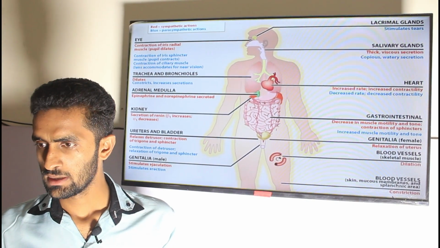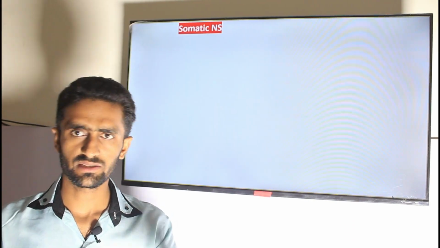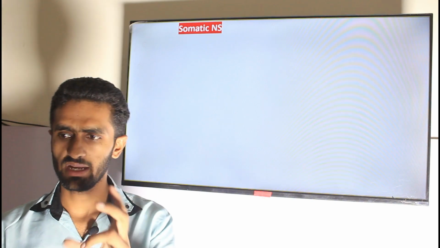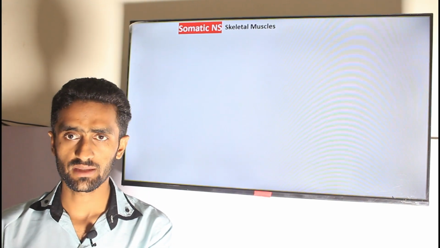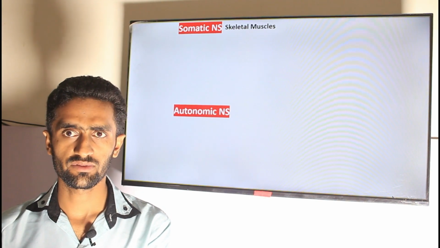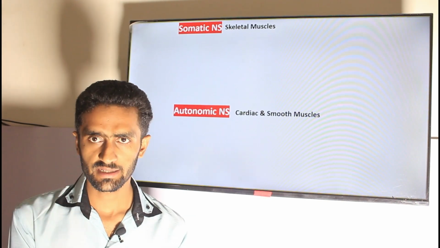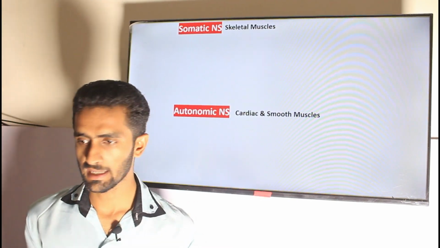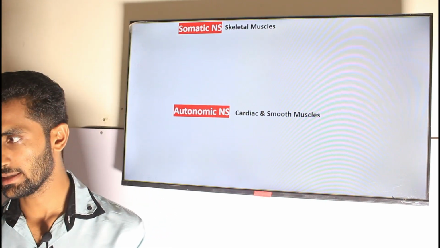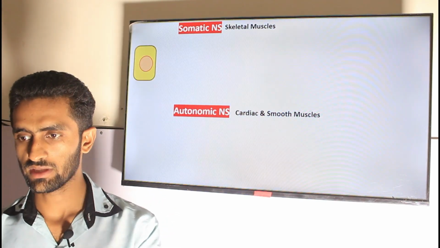Let's see the somatic nervous system, its formation and structure, which is associated mostly with skeletal muscle, while the autonomic nervous system is associated with cardiac and smooth muscle and the glands. So let's look at their anatomical structure and how their formation occurs.